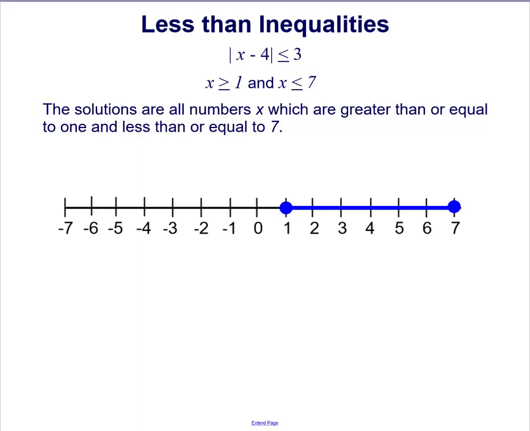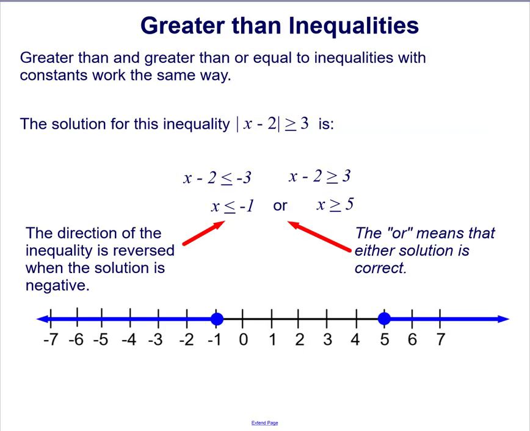The solutions are all numbers x which are greater than or equal to 1 and less than or equal to 7. This is a graph of the inequality. Notice the closed circles over both 7 and 1, and all the values in between are a solution to this inequality up here.